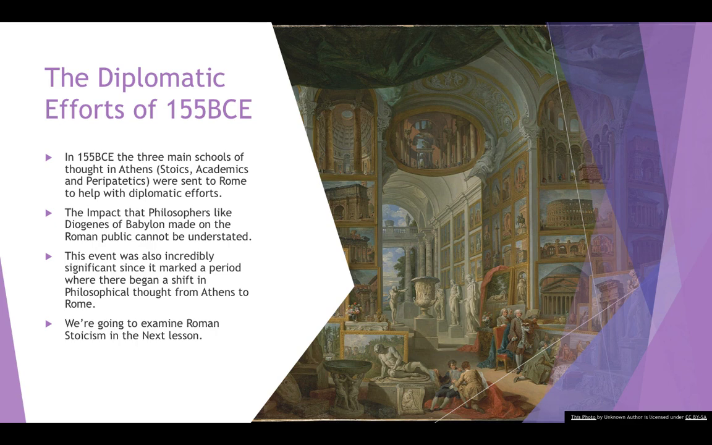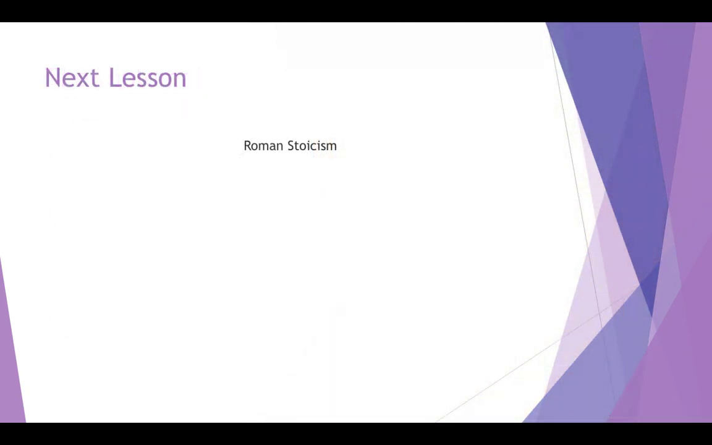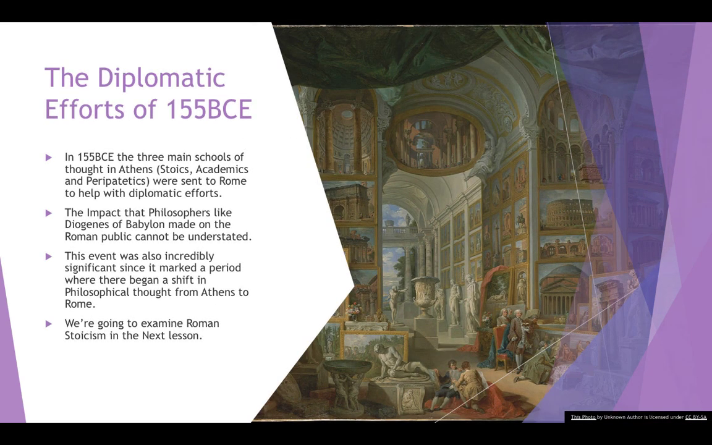We're going to look at Roman Stoicism in the next lesson. What these diplomatic efforts meant for philosophy is that all of the types of philosophies were picked up, debated and talked about in Rome, and we see a dying of the Greek philosophies at this point, and we start to see the move toward the dominance of the Roman Empire anyway, as we move from 155 BCE. And with that, like I said, Stoicism went with it.